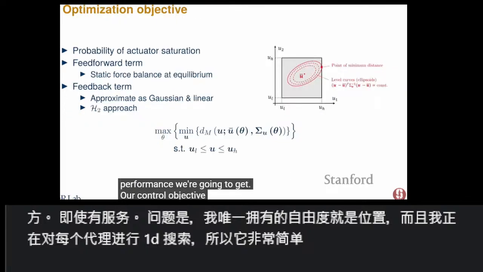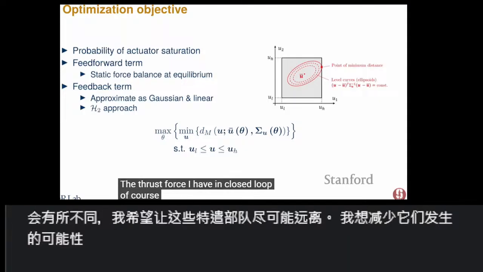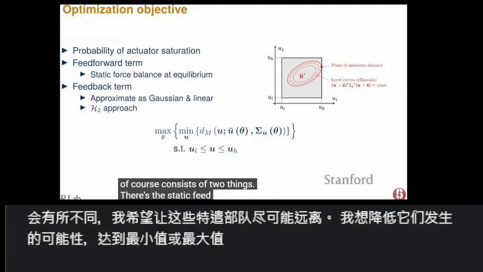Our control objective we frame as follows. We say that a robust system will be one that has least probability of actuator saturation. So you can imagine as there are disturbances, your thrust forces will vary, and I want to keep those thrust forces as far away as possible, or I want to reduce the likelihood of them hitting either the minimum or the maximum bound. The thrust force I have in closed loop, of course, consists of two things. There's the static feed forward term, just the hover thrust that I require to keep this thing flying. And then there's the feedback term, which is in response to disturbances.